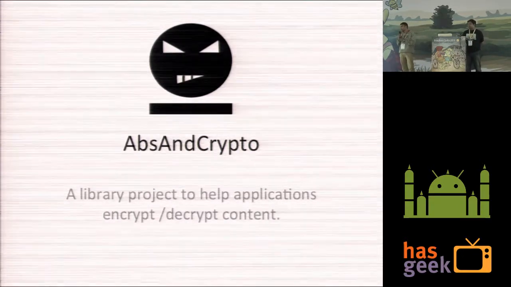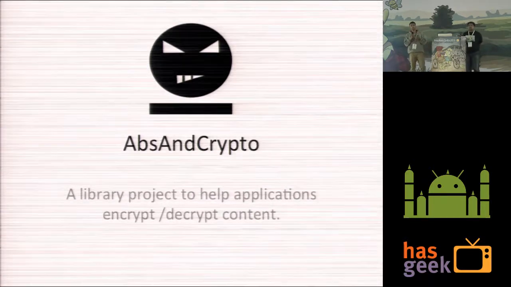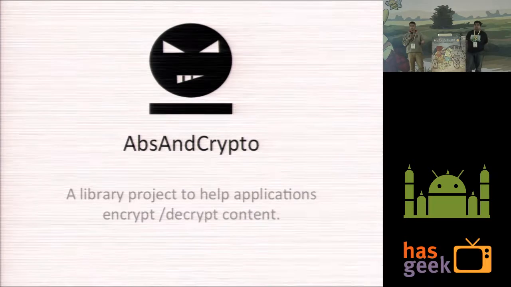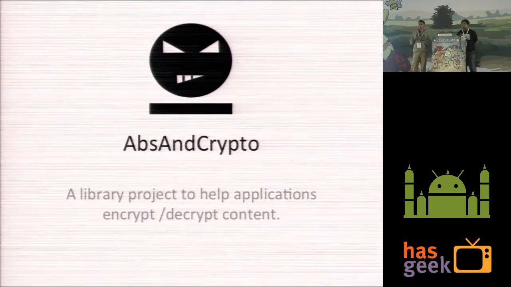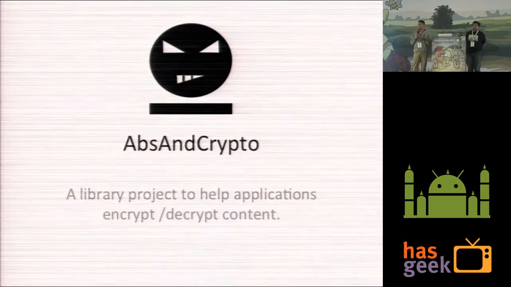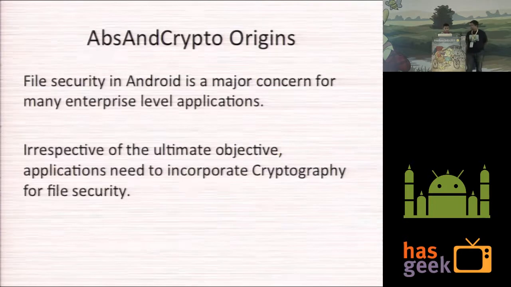Coming to the application, it is named Apps and Crypto. It is a library project which helps other applications to encrypt or decrypt content on a background thread or a service. So, moving on to the next slide.